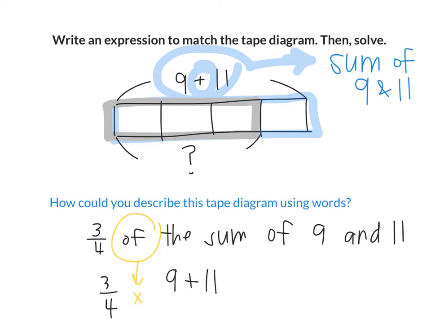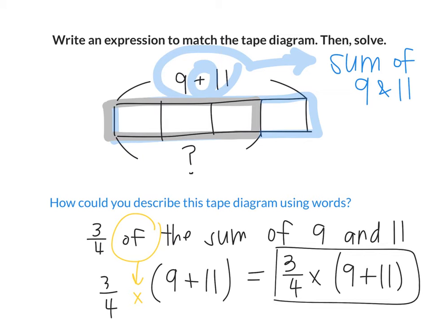Except, if I wrote it like that, it'd be 3/4 times 9 and then plus 11. Is that what we want? We want the entire sum of 9 and 11. So, written all in black, the math expression would be 3/4 times the sum of 9 and 11. Because if a person is going to solve this problem, they would first have to find the sum of 9 and 11 and then find 3/4 of that. Does that make sense?